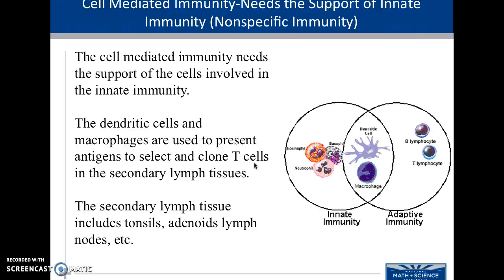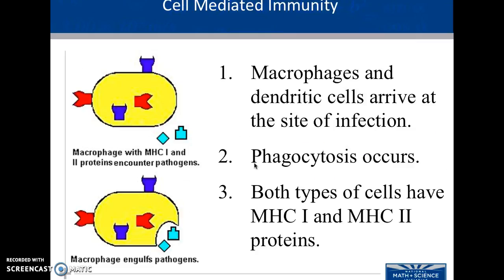Cell-mediated immunity needs the support of the cells involved in innate immunity. Dendritic cells, if we remember, are part of innate immunity, and so are macrophages, and they engulf the antigen and present it to the T and B cells. This, in turn, allows the T and B cells to recognize what the antigen is and start to become very specific to the antigen. This is how it happens.